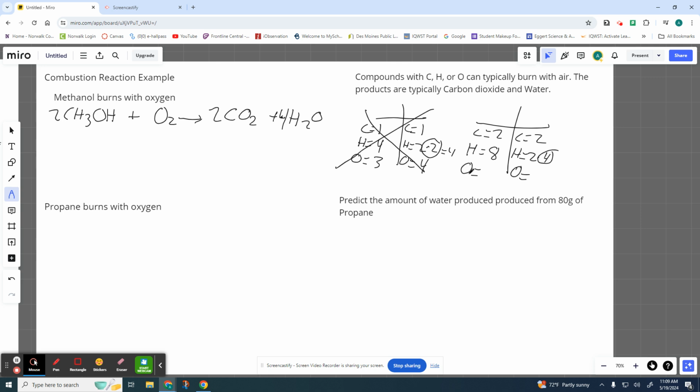So on the reactant side, I currently have 4 oxygen. On the product side, I have 4 from all the water, 4 times the 1 oxygen, and then I've got 4 from the CO2, so that's 8.